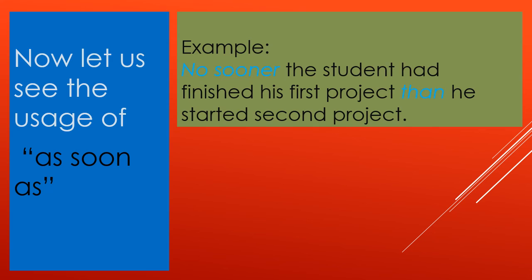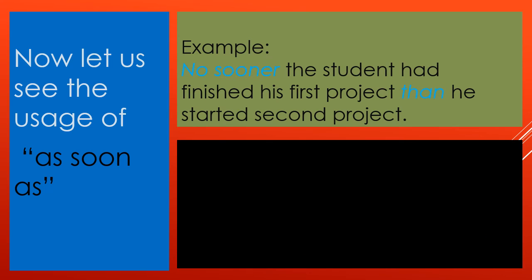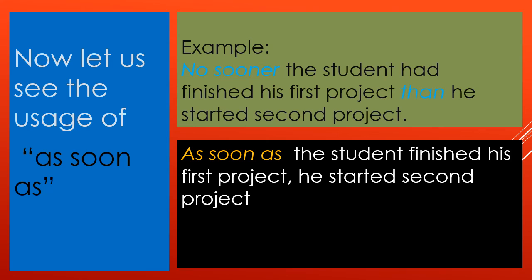Now we can change this sentence by using as soon as to give same meaning. See here how it is changed. As soon as the student finished his first project, he started second project. Here also two changes have been made clearly. In the place of no sooner, as soon as is used, and auxiliary verb had is removed here. Earlier we used the student had finished, but now the student finished, no auxiliary verb is used when you want to add as soon as.